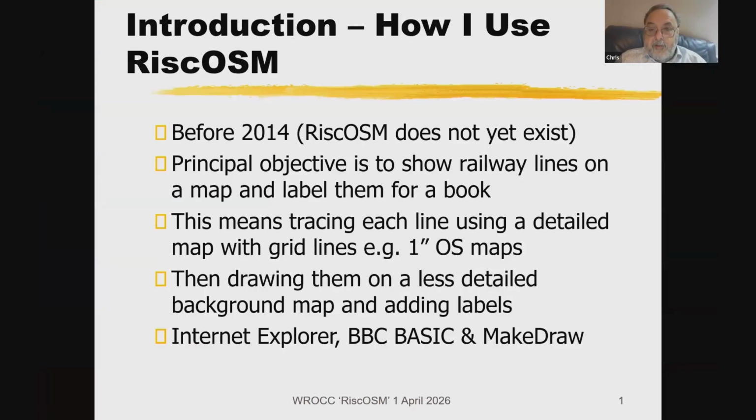I was wanting to trace railway lines on a map and label them for a book, and this was 2009-ish. RiscOS is still quite a long way away, so I had to find a way of tracing out the lines so that I could plot them, and then finding something to plot them onto.